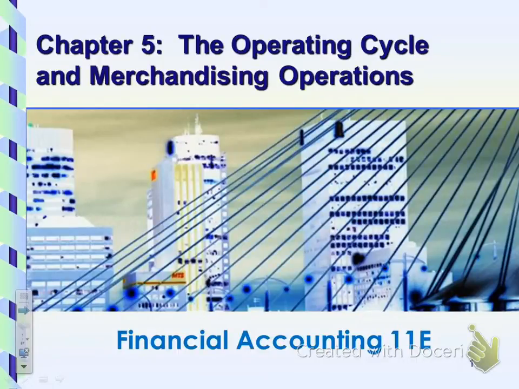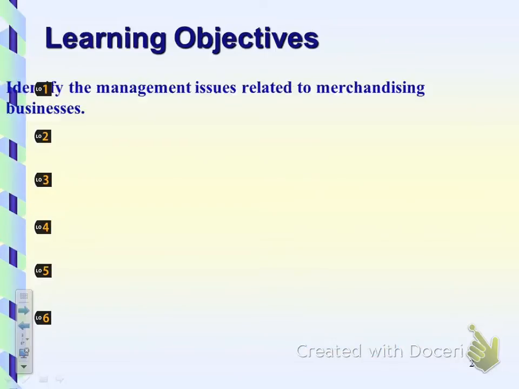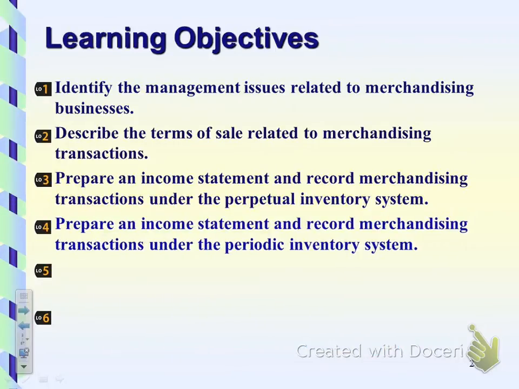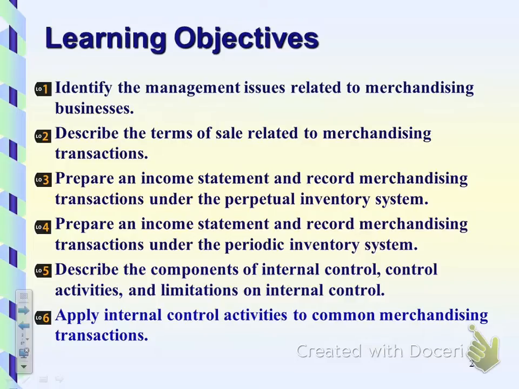In Chapter 5, we're dealing with the operating cycle. Our goals or learning objectives for Chapter 5 are as follows. We're going to identify the management issues associated with a merchandising operation. There's several different management issues that, as a manager of a merchandising operation, you have to be attuned to. We're going to talk about the terms of sale relating to merchandising transactions.